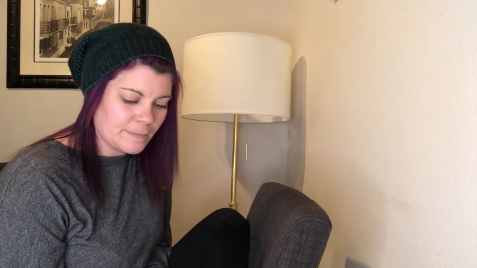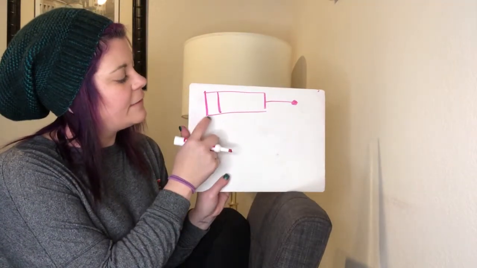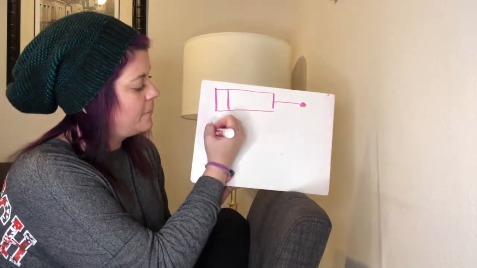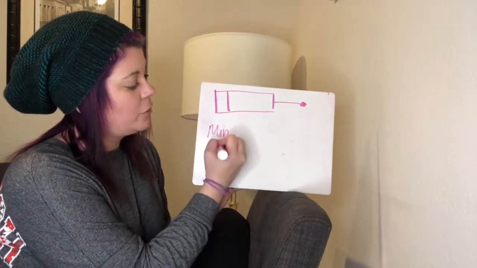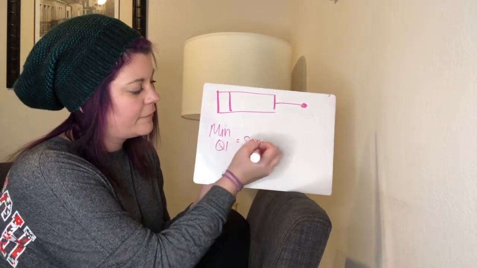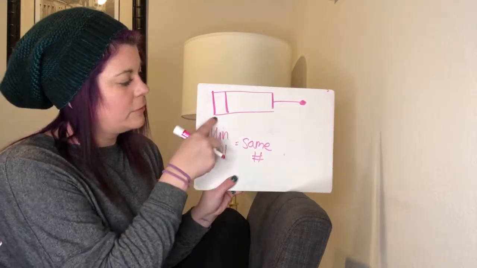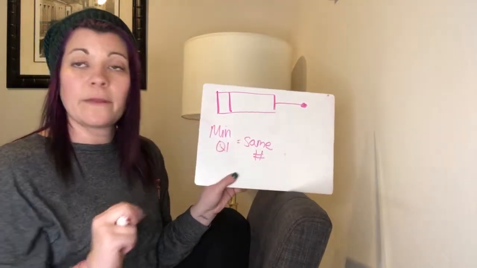So let's look at the different shapes of them. So if I have a box that looks like this, and it doesn't have a left-sided whisker, that means that the minimum, and the Q1, which represents the left side of the box, are the same number. So the lower quartile and the minimum are the same number.